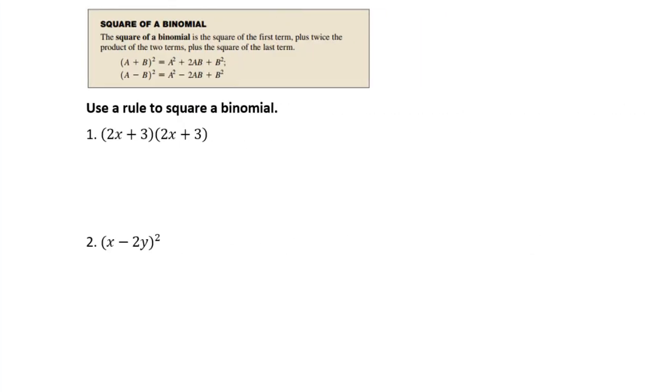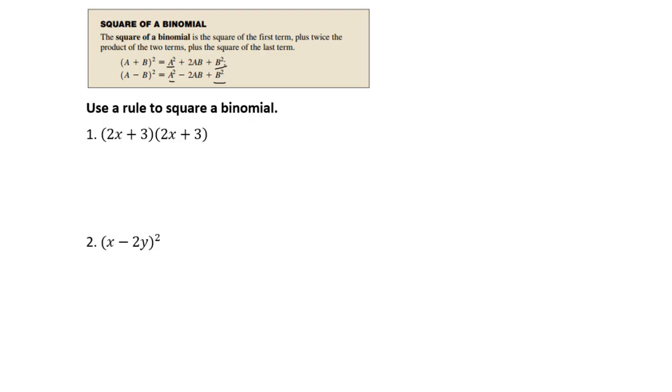All right, so here we have some special rules that when you have a binomial squared, a plus b squared gives you a squared plus 2ab plus b squared. So as you see, a squared is the same, and b squared is the same. The middle is what's different. If it's positive, we do twice a times b, and if it's negative, we do minus twice times ab.